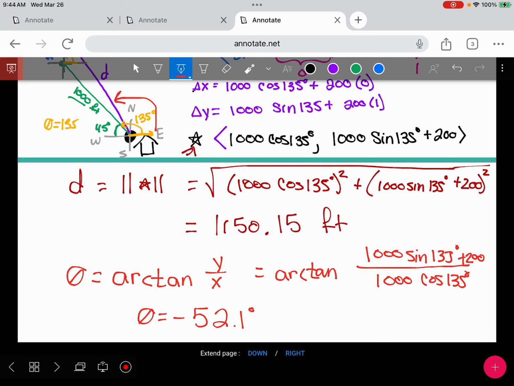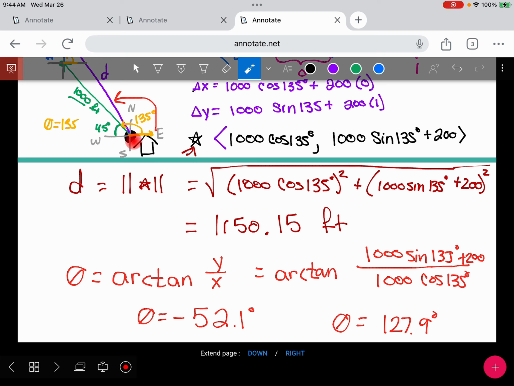Yes. What quadrant is that in? Negative. Or 4. I was going to say, I have heard all 4 different quadrants. 4, that's in quadrant 4. So what do we do to get it to be in quadrant 2 where we want it to be? Add 180. So our angle is really 127.9.